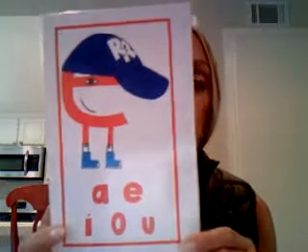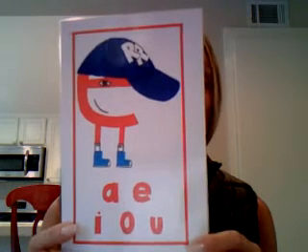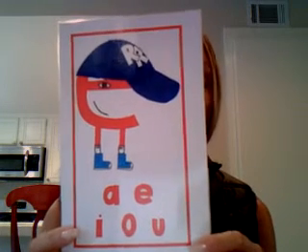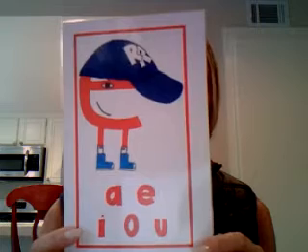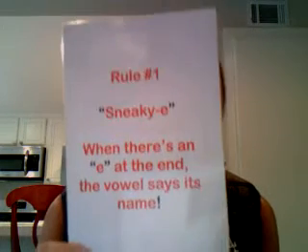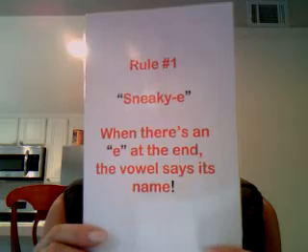So starting with rule number 1, reviewing, here we are with rule number 1. Rule number 1 was, again, sneaky E, just going backwards, and hopefully you can remember what rule number 1 was. Sneaky E affects the other vowels in a word. When there's an E at the end, the vowel says its name. Okay, so that's sneaky E. Little quick review of those words.